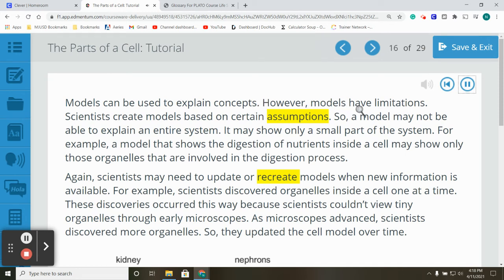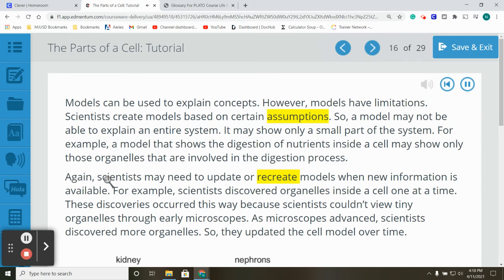However, models have limitations. Scientists create models based on certain assumptions, so a model may not be able to explain an entire system. It may show only a small part of the system. For example, a model that shows the digestion of nutrients inside a cell may show only those organelles that are involved in the digestion process.